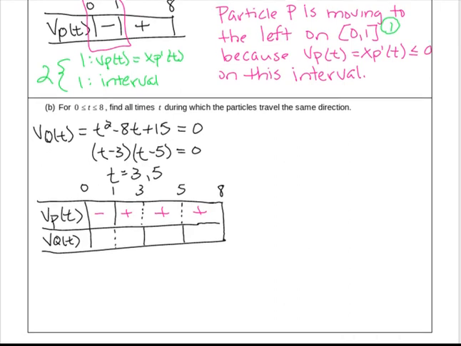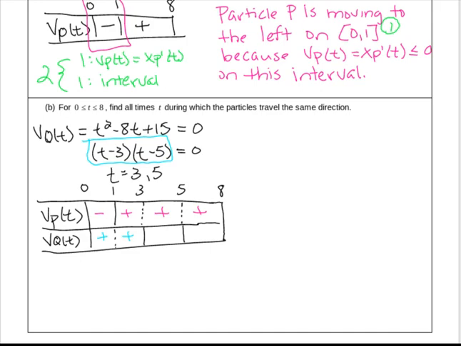All right, and then what we need to do is the sign analysis for particle Q. If we think about a number between 0 and 3, let's say 2, and plug it into the velocity function here, we would have a negative times a negative, so it would be positive. So both of these factors are going to be positive because that's all the same interval. It's from 0 to 3.